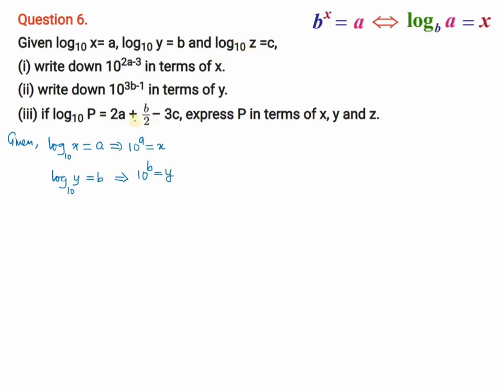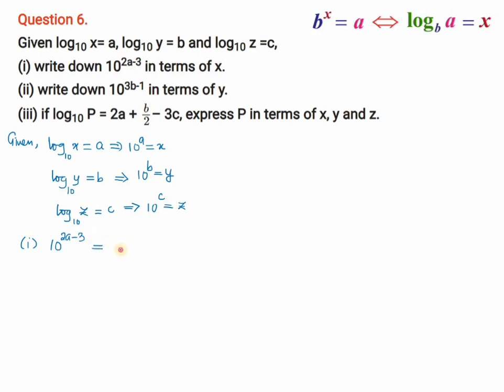And the last one is this one, which is log z at the base 10 is equal to c. So this gives us 10 to the power c is equal to z. I hope this much is clear. Now let's start with the main question. Write down 10 to the power 2a minus 3 in terms of x. So 10 to the power 2a minus 3 we need to write in terms of x.